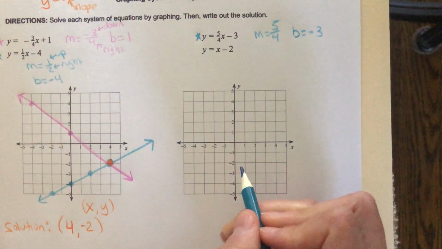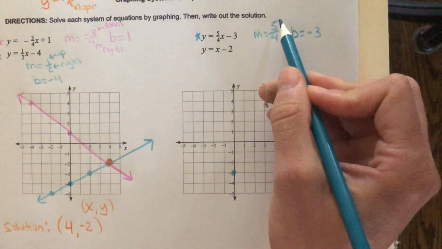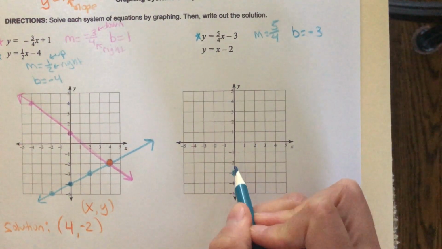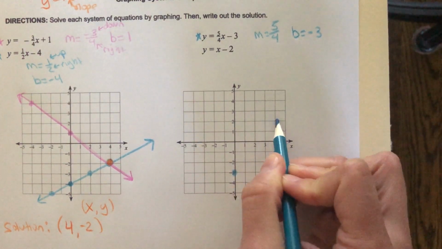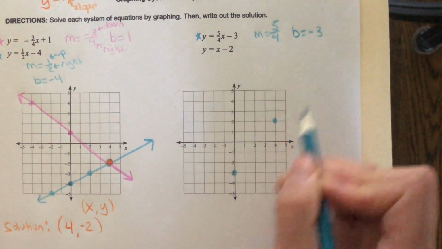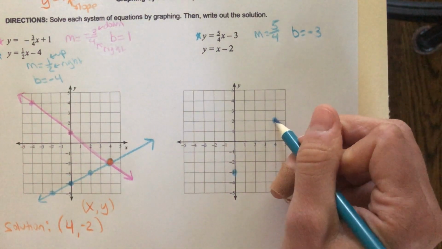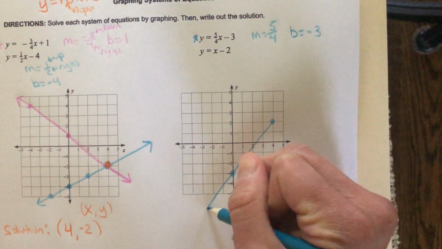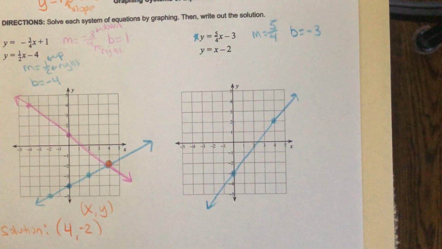And I'm going to make that graph starting at negative 3 on the y-axis, and my slope is up 5, to the right 4. 1, 2, 3, 4, 5. 1, 2, 3, 4. And I've run out of room. And if I went in the opposite direction, I still don't have enough room. So we're going to connect our points as best we can. And we have our first line.